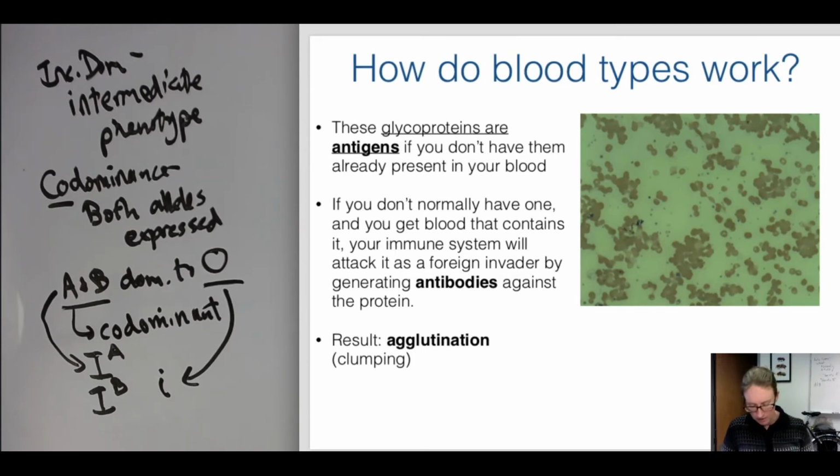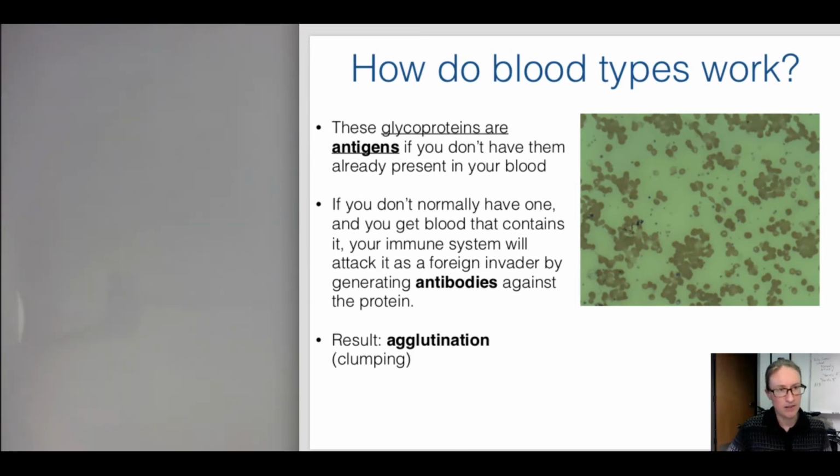Okay, so now here's the really cool part. The glycoproteins that appear on the outside of a red blood cell, those are antigens if you don't already have them present in your blood. So if you don't normally have the type A glycoprotein in your blood, and you get blood that contains that type A glycoprotein, that's going to set off your immune system. And your immune system is going to attack those red blood cells as a foreign invader by creating antibodies against that protein.